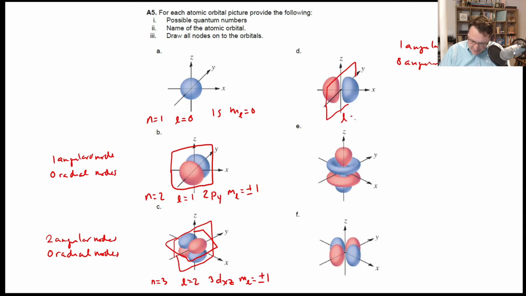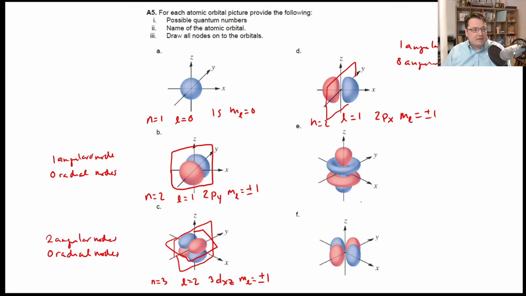So again, now L is equal to 1, and N is equal to 2. So this is a 2p orbital. Looking at this now, we can see that it's the 2px. It's along the x direction in this case, the directionality of the orbital. And so ML is going to be, again, plus or minus 1, pretty similar to what we had for B in that case.